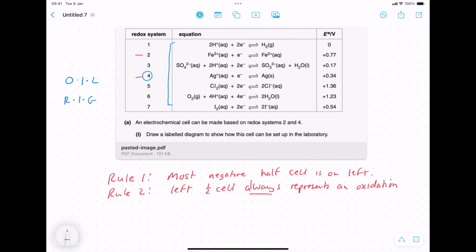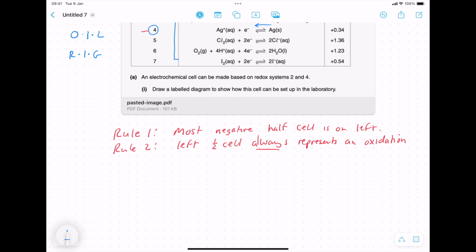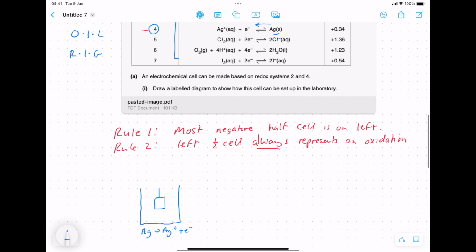OIL RIG: oxidation is loss of electrons and reduction is gain. The silver half cell has to be written this way, in the direction of my blue arrow, because that represents an electron being kicked out, being lost from the silver. Let's set this up. The left-hand side is the silver electrode, which will be Ag. I like to write the half equation underneath to remind me of what's taking place. The electrode is made of silver, and the electrolyte, the liquid around it, contains the Ag+ ions.